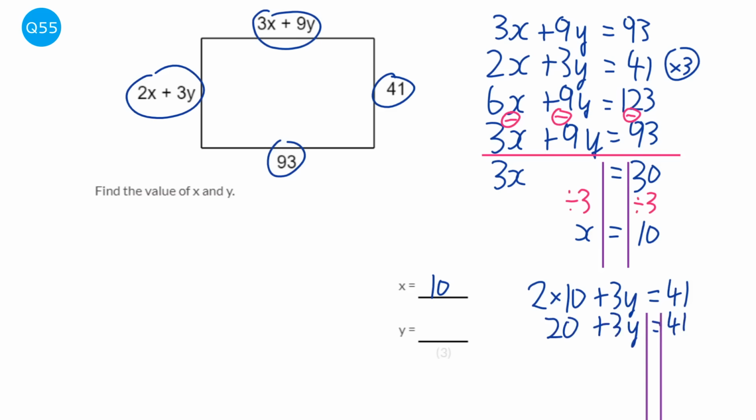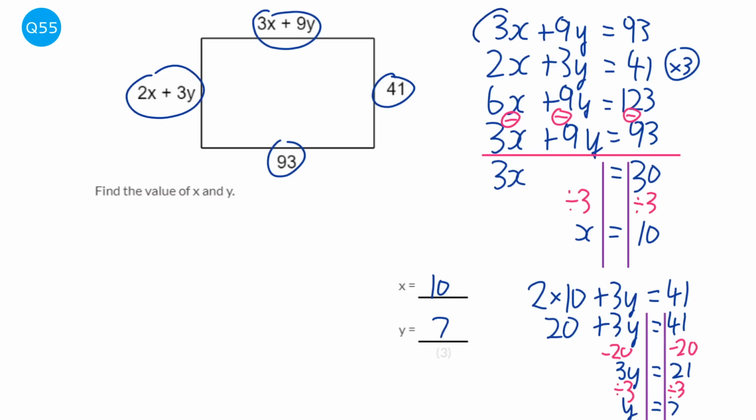Get my solving lines in. And we're going to take away 20 both sides. So we've got 3y equals 21. And then we're going to divide by 3 both sides, if I don't run out of room. So y equals 7. So we've got x equals 10, y equals 7.